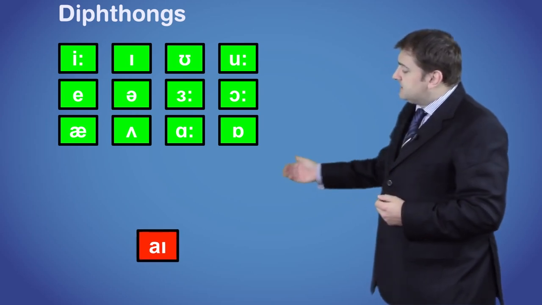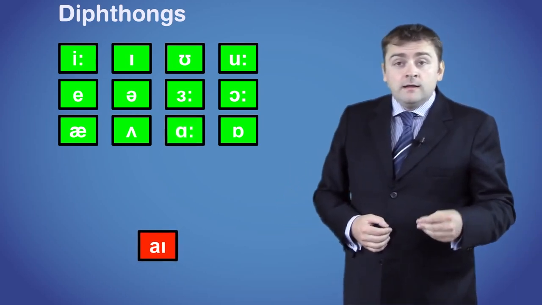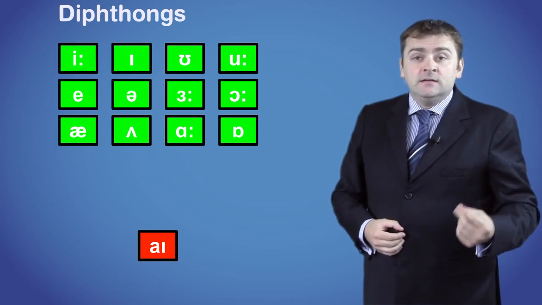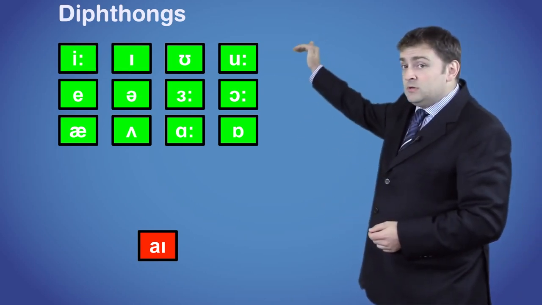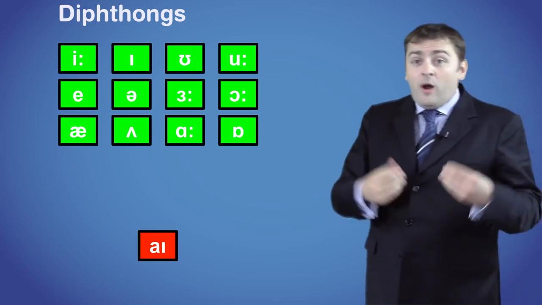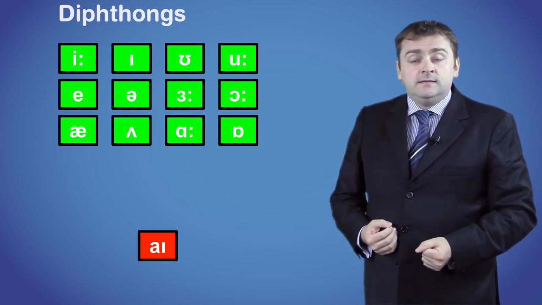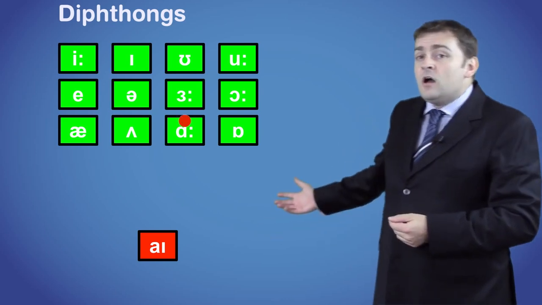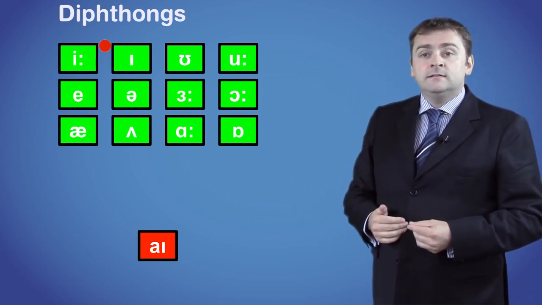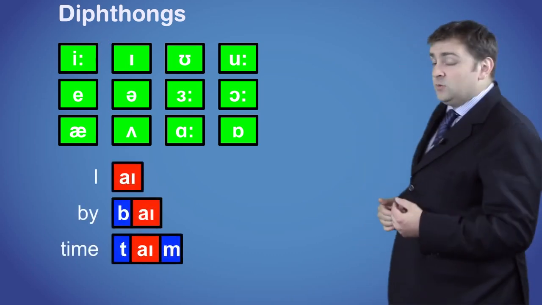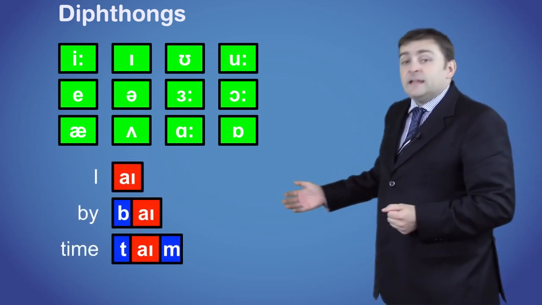The next sound is I, which is a combination of R and I or E. Now we're going from the bottom row to the top. So our mouths start wide open and close as we say the sound, I. Starting on the R and finishing on the E. I. As in the words I, buy, and time.